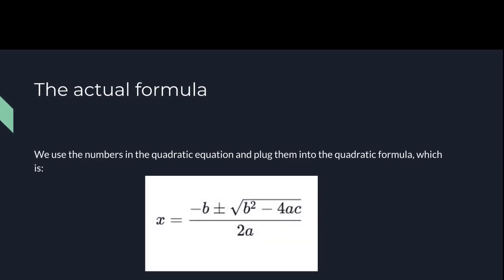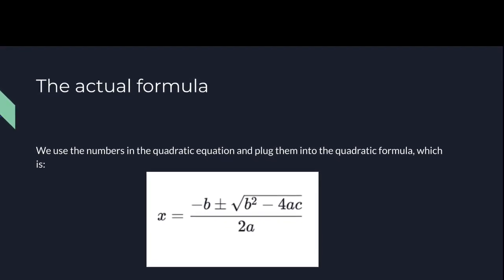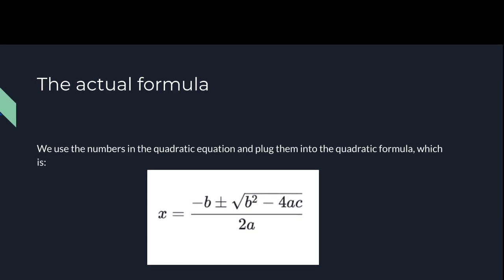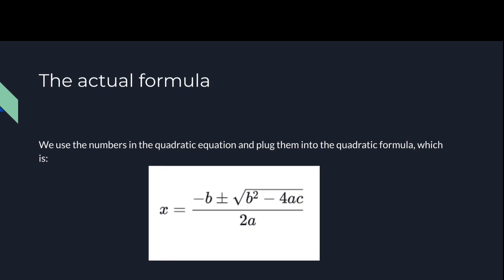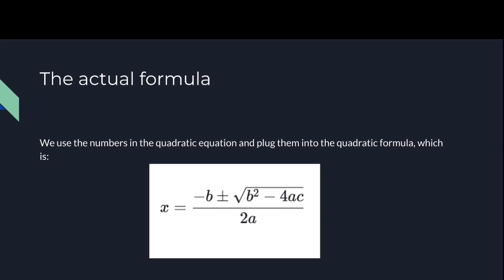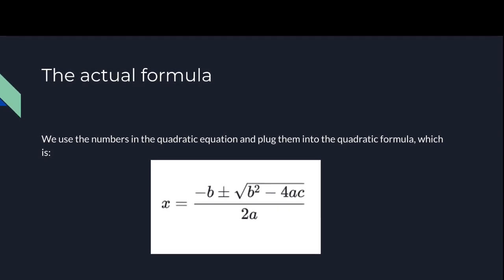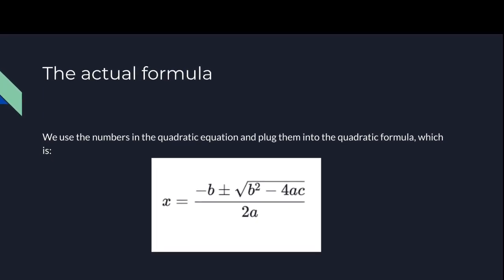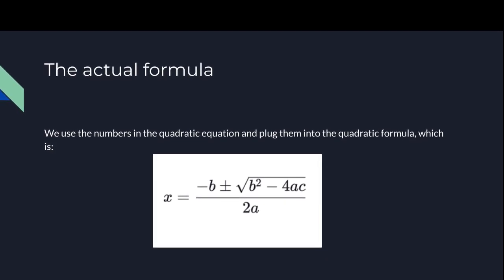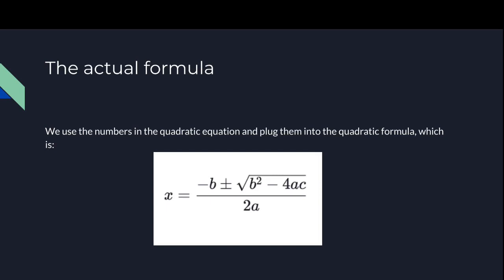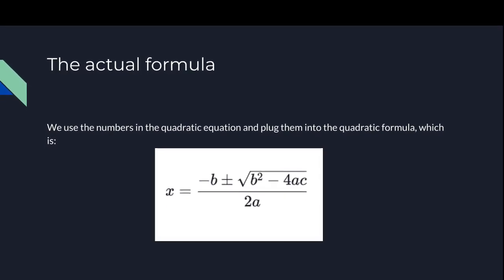So, we use the numbers in the quadratic equation and plug them into the quadratic formula, which is x equals negative b plus or minus the square root of b squared minus 4ac all over 2a. And you're going to have to use this and write this out so many times that you might as well memorize it now, because it will make going through the process of solving the quadratic formula much easier.